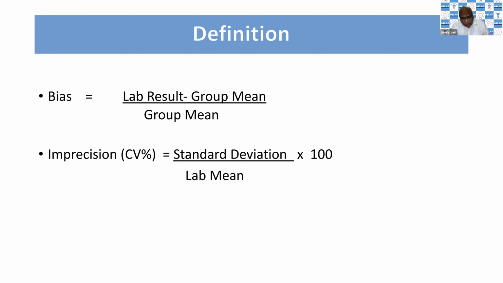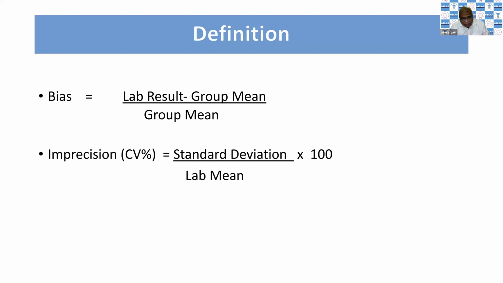Here, correct term is group mean, but in our medical laboratory, we follow this group mean for all the participants, and they use lab mean, but in our laboratory, we use lab result. This is bias percentage, measure of accuracy, and CV percent is a measure of imprecision. Bias we get from the EQAS report, and CV percent we get from our internal quality control.